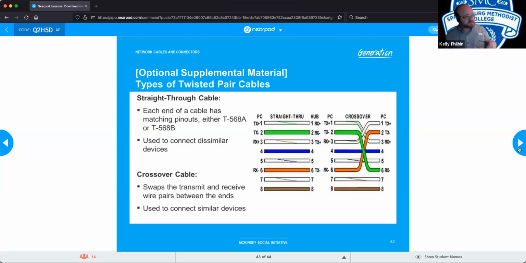Yeah, it could start off as an A and end as a B, or it could start off as a B and end as an A and be considered a crossover. It's changing between the two standards. It doesn't matter what one side is and what the other is, as long as it's different standards on either side. That's what makes it a crossover.